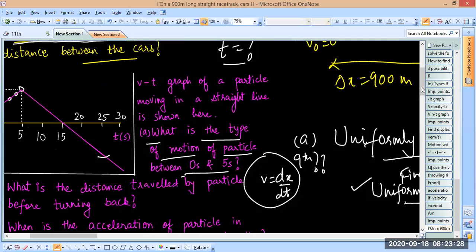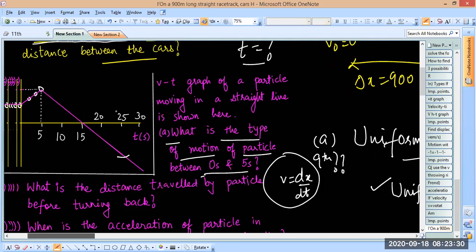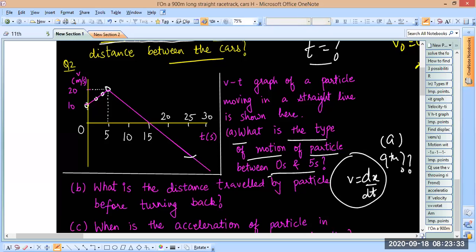So let's come back to this question. Here you have velocity 10, then gradually it increases, becomes 20. So what do you think? Look at the slope of this line. It's a constant, isn't it? There is a constant slope. And slope of VT graph gives acceleration, right? This has a constant slope like this, right? So that's why acceleration is constant, because the slope is constant.